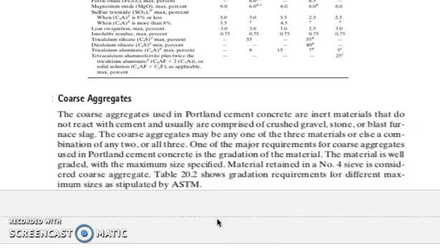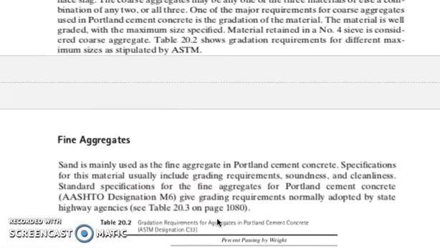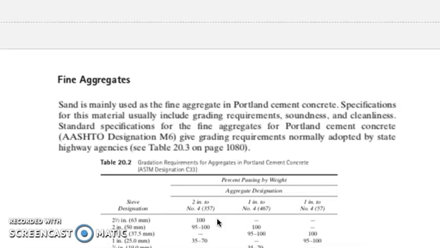So the material is well graded with a maximum size as specified. So the material retained in the number 4 sieve is considered a coarse aggregate. Then we have here our next one. We have the fine aggregate.